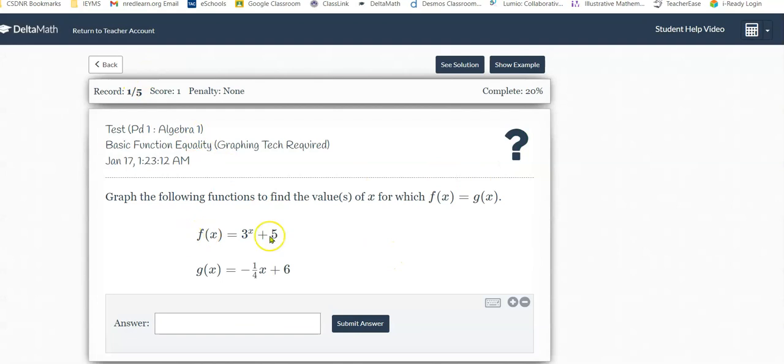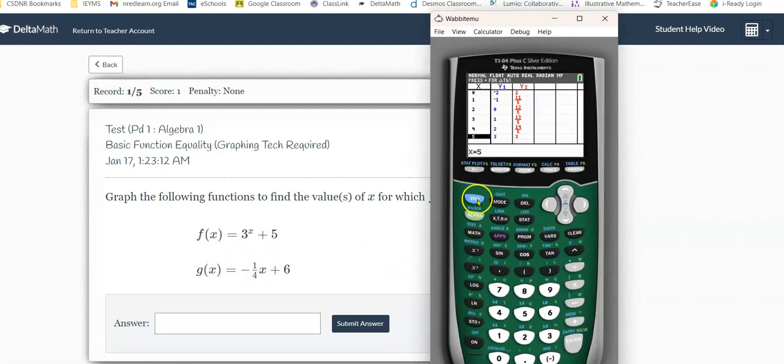So for these problems without the graphs, you're going to have to turn your calculator on. You're going to have to clear out your y equals menu. You're going to have to type each function separately on their own line. 3 raised up to the power of x plus 5, and then -1/4. If you're feeling lazy, you could just put 0.25. -1/4 x plus 6. Now you can look at the graph because that'll be faster than scanning the whole table, but essentially you'll want to look at that table to look for those matching values.